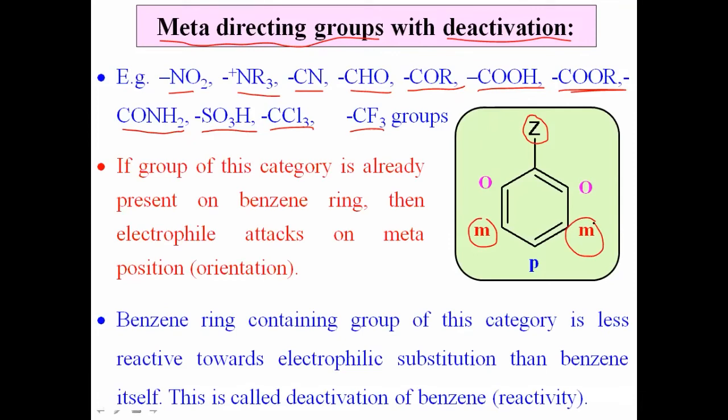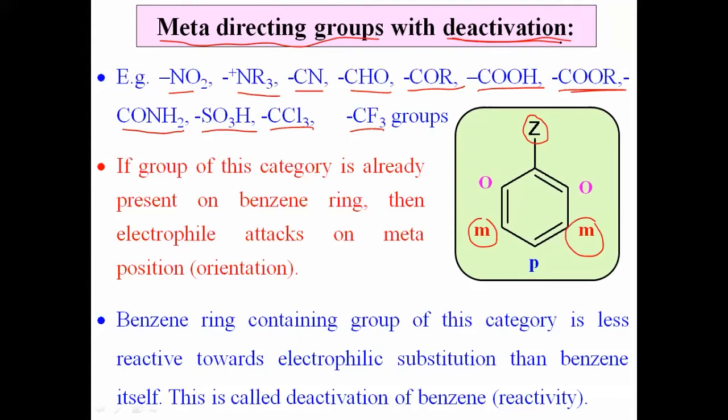Now what about the reactivity? Actually, these groups are electron withdrawing, and therefore if benzene has groups of this category, then it is less reactive towards electrophilic substitution than benzene itself. This is called deactivation. Due to the presence of these atoms or groups, the reactivity of the aromatic compound decreases, and therefore they are called deactivating groups. म्हणून त्यांना आपण deactivating groups असं म्हणतो. They are meta directing. याबद्दल आपण डिटेल मध्ये स्टडी करणार आहोत.